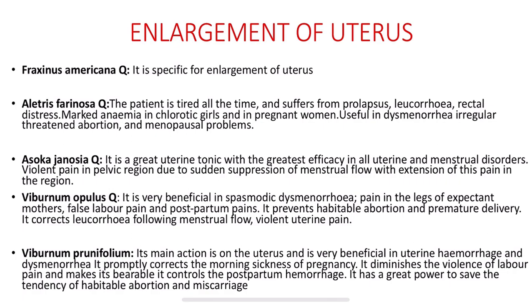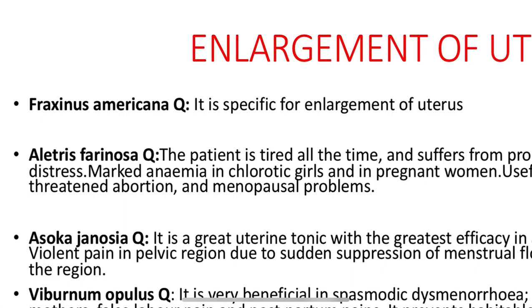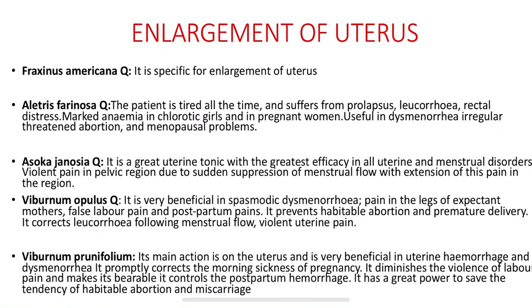Moving on to the next condition, we have enlargement of uterus. We use Fraxinus americana Q. It is specific for the enlargement of uterus. Then we have Aletris farinosa when the patient is tired all the time. She suffers from prolonged leukorrhea, prolapse of uterus, rectal distress.